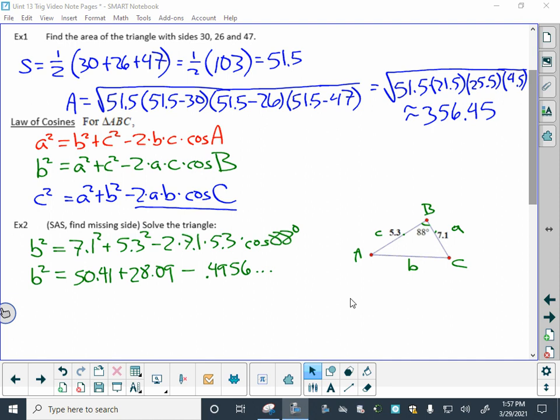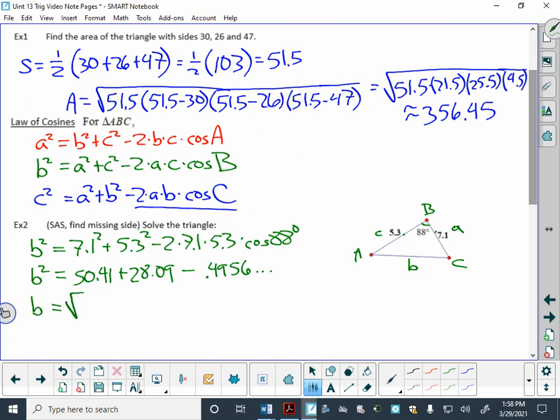The 2 times 7.1 times 5.3 times the cosine of 88 degrees should give you 0.4956. If it doesn't, make sure your calculator's in degree mode and not radian mode. That'd be the first thing I'd check if it doesn't come up with that.